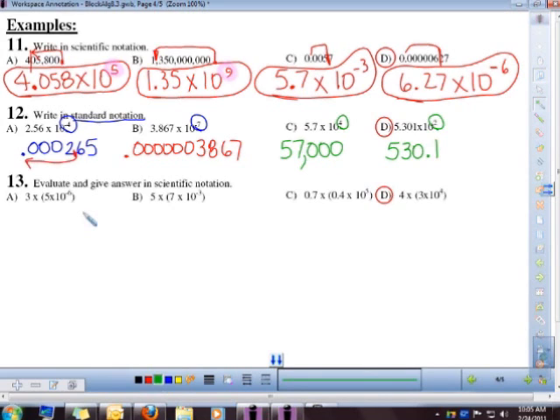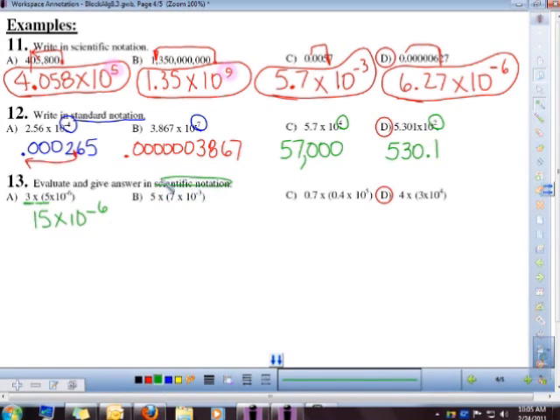All right, let's look at number 13. We're going to do a couple of these by hand, and then we're going to start using the calculator. We're going to put our like bases together. So we have 3 times 5. Remember, the x's mean times when we're doing scientific notation. 3 times 5 is 15. Then we're going to bring down times 10 to the -6. We want our answers in scientific notation.